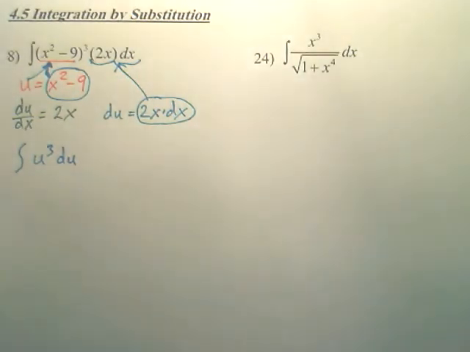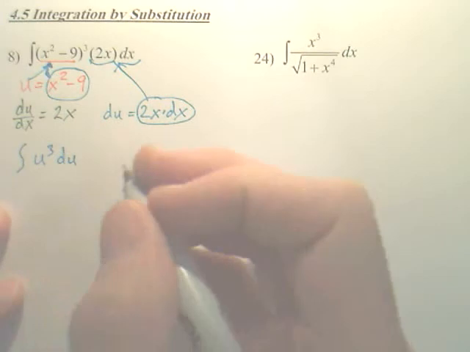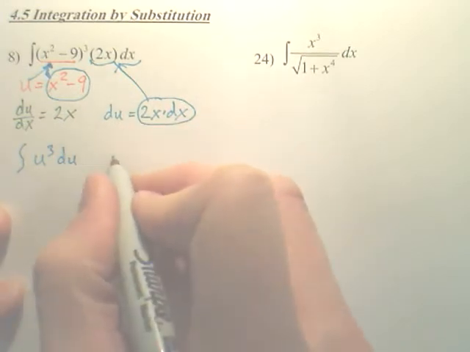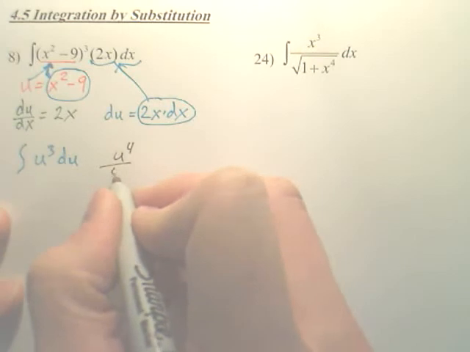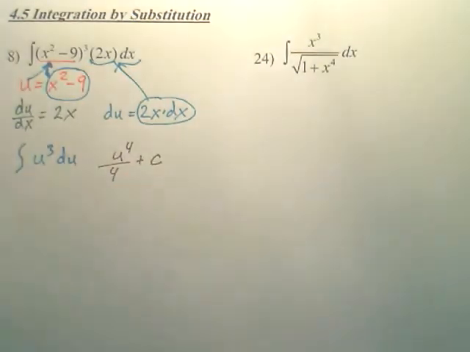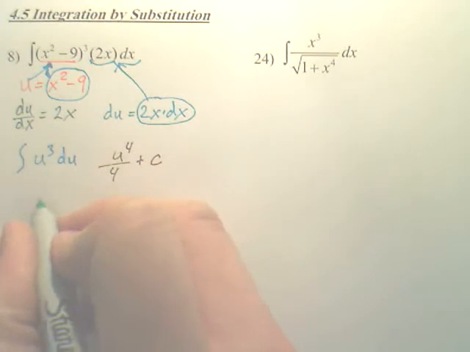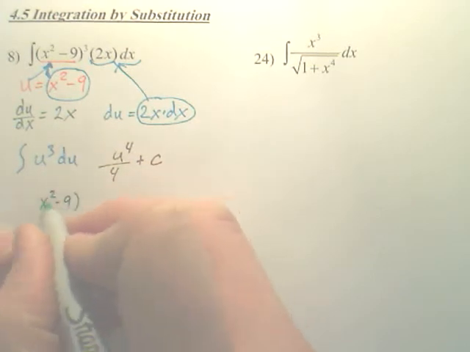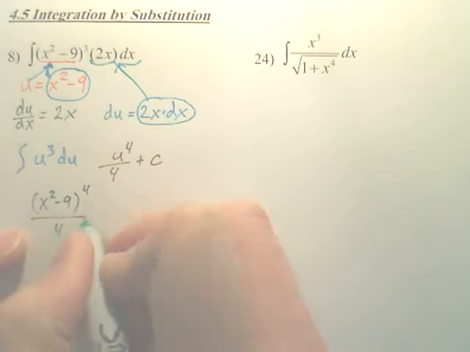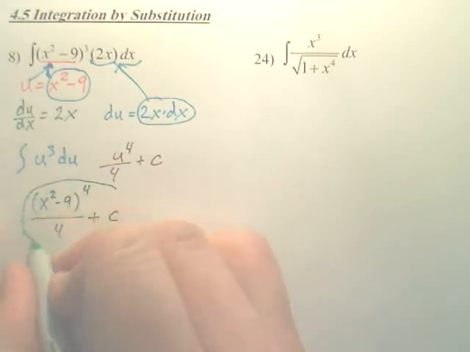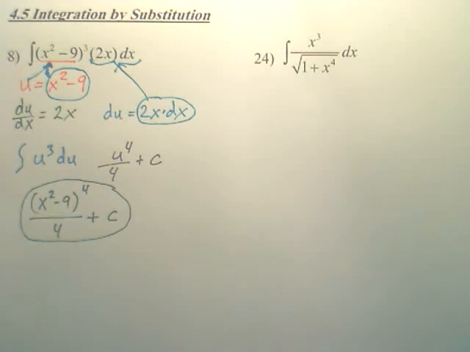It's really trippy and weird. It works, if it's one that works. Now, just integrate this. Okay. The answer is simply going to be u to the fourth over 4 plus c. What do you think the next step's going to be? Put u back in. And u was x squared minus 9, so my answer is x squared minus 9 to the fourth over 4 plus c. That's all she wrote. It takes some practice.